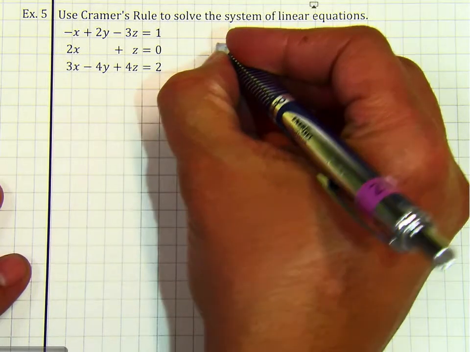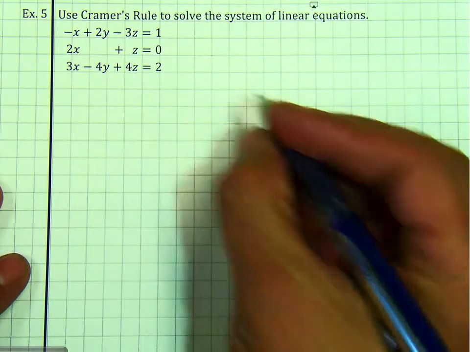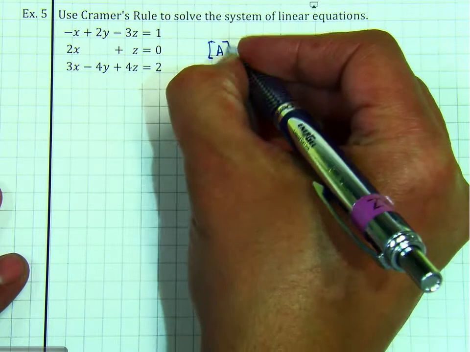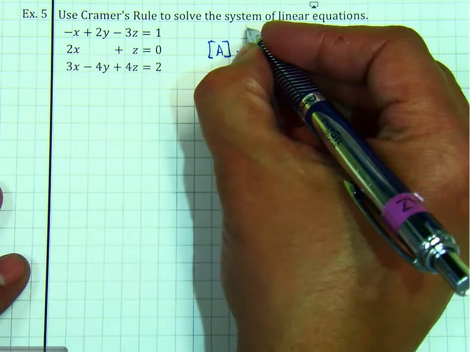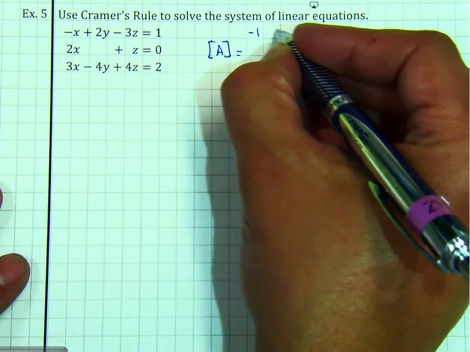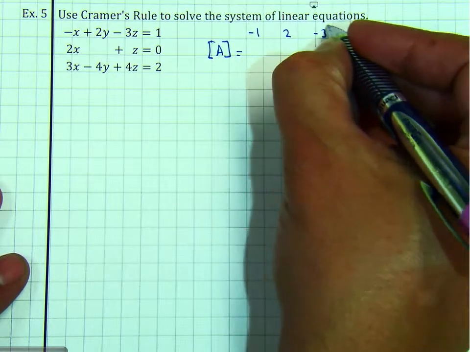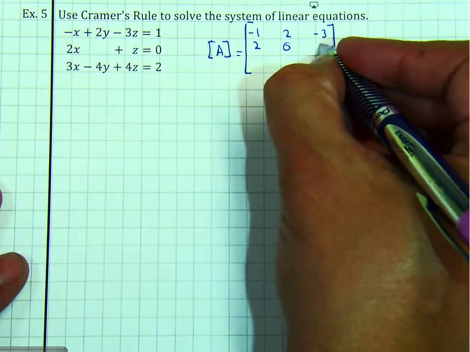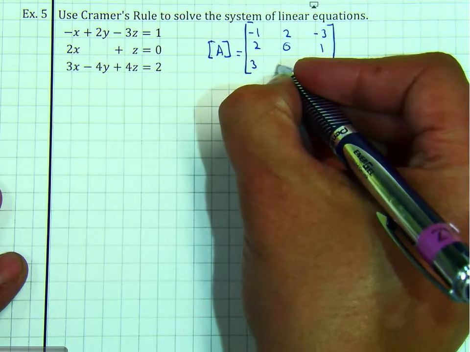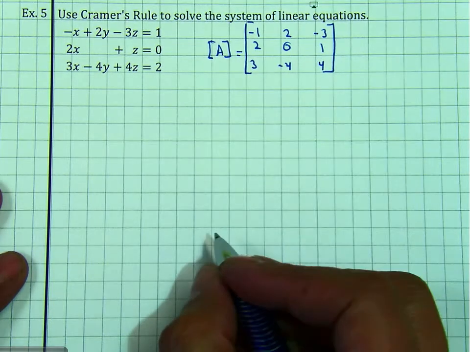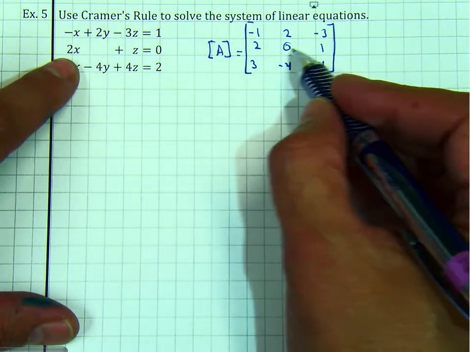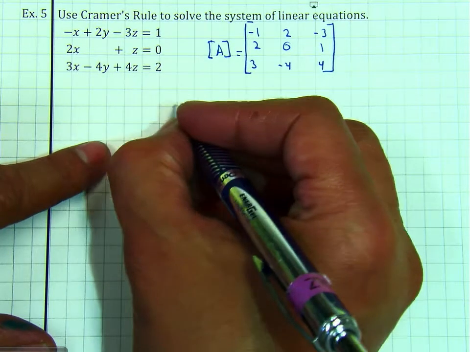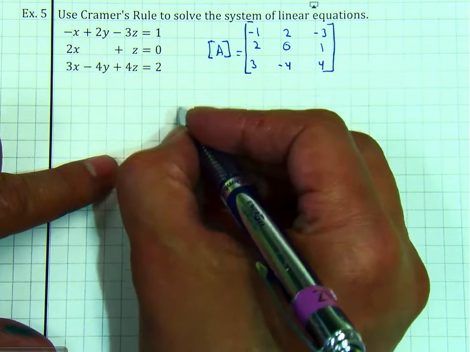So first, I need to be able to find the determinant of matrix A. So therefore, matrix A is a coefficient matrix. So therefore, it'll be negative 1, 2, negative 3, 2, 0, 1, 3, negative 4, and 4. I should double check to make sure I copy everything correctly. And now I'm going to find the determinant of A.